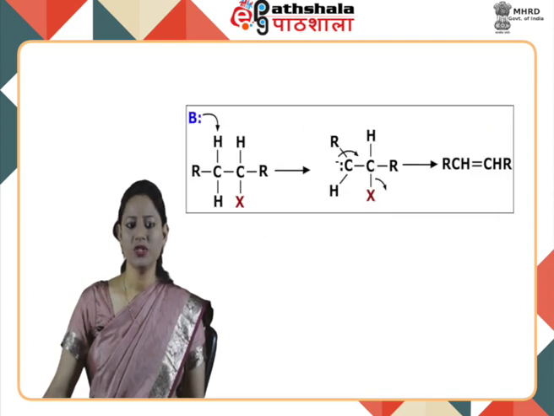Elimination reactions also involve carbanion formation. In an E1cB, that is, conjugate base elimination reaction, the C-H bond breaks with the formation of a carbanion as an intermediate. The developed negative charge on carbon assists in the loss of the leaving group, leading to the formation of an alkene.